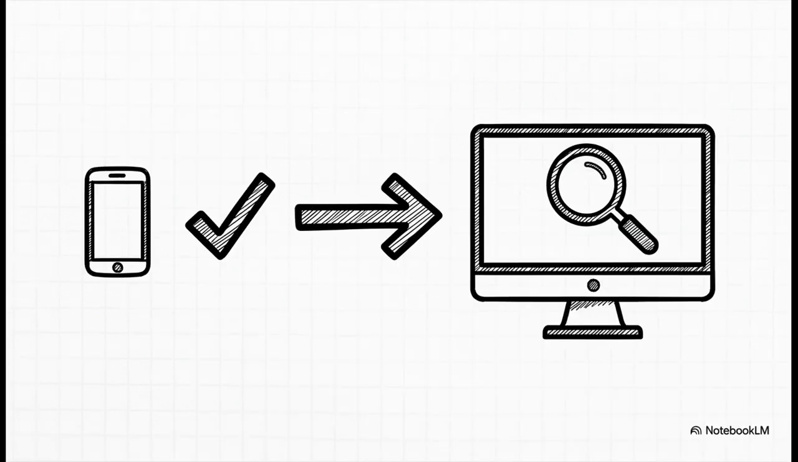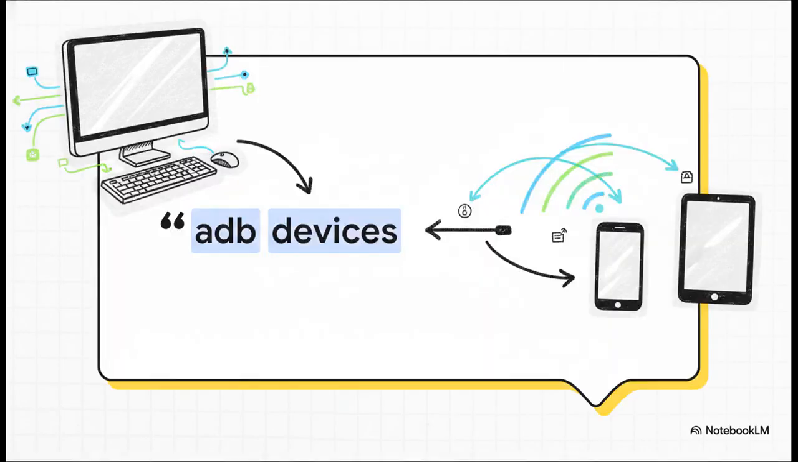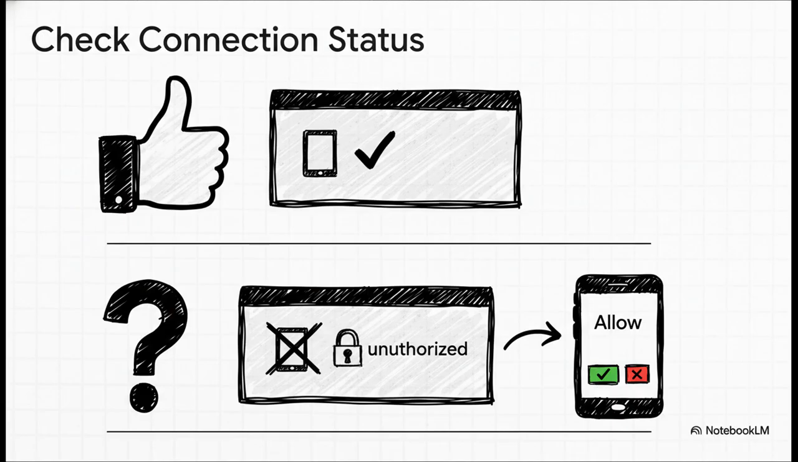Now that trust has been established on the Android side, let's hop over to the PC and make sure it sees the connection loud and clear. On your computer, you're going to want to open up a terminal or a command prompt. We're going to use a tool called the Android Debug Bridge, or ADB. Just type in the command adb devices and hit enter. This is basically you asking your computer, hey, any authorized Android devices connected right now? If you see your device's serial number and right next to it the word device, you are golden. That's what we want to see.